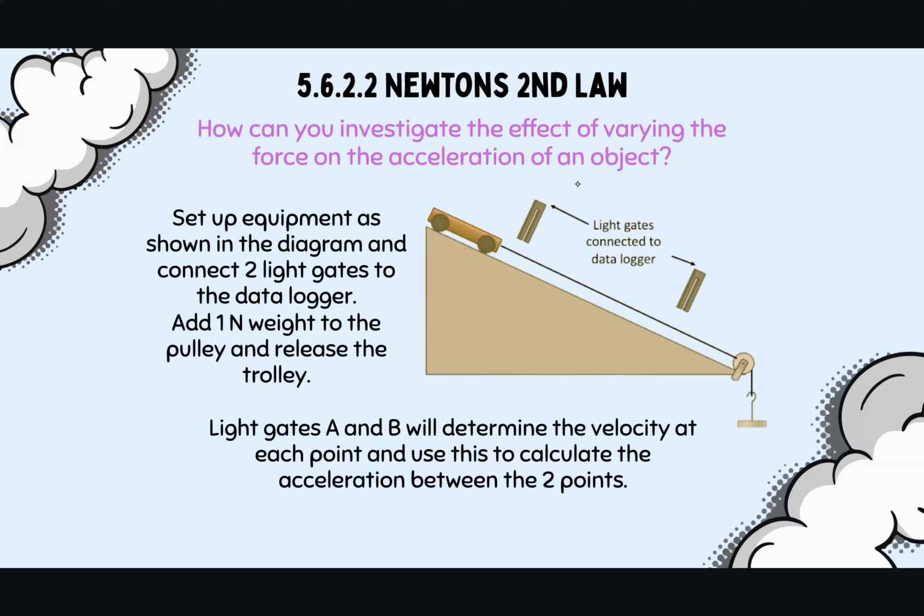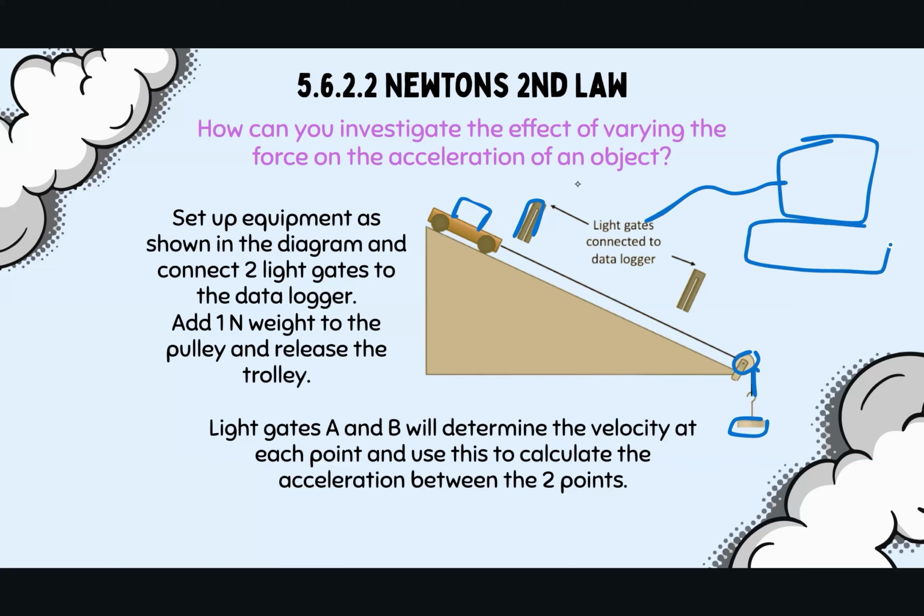You've got your trolley. It's attached to this pulley, which is attached to a weight. You've got two light gates. Usually you add a piece of card just there, so when it goes through the light gate, it triggers the light gate. And the light gate is attached to a data logger, just like a computer screen, in other words.